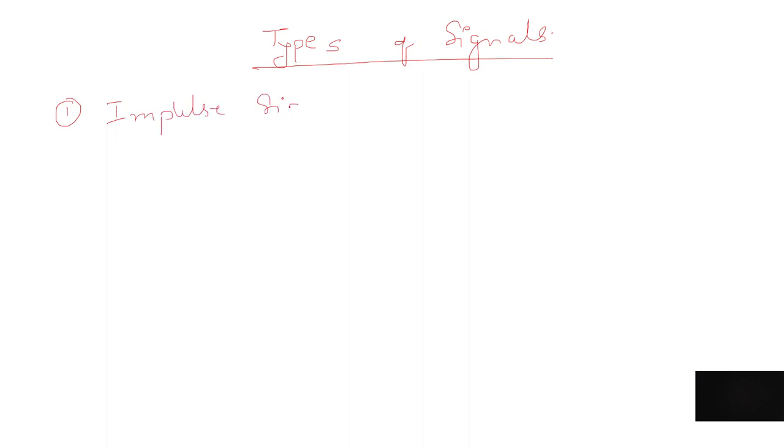So let me start with today's agenda. Today we are going to see the types of signals. The first signal which we are going to see is the impulse signal. I believe my spelling is correct.